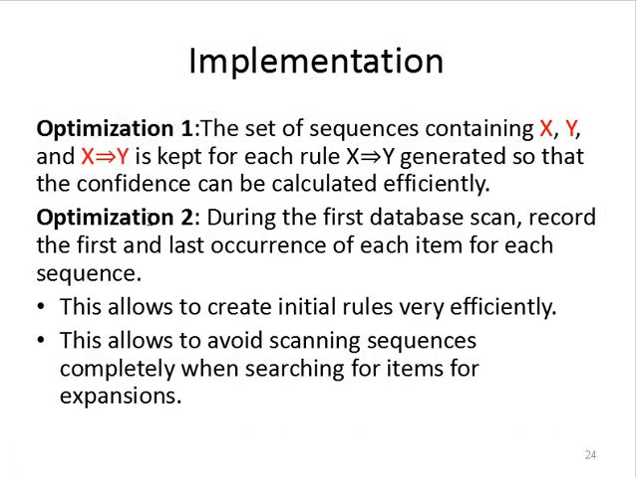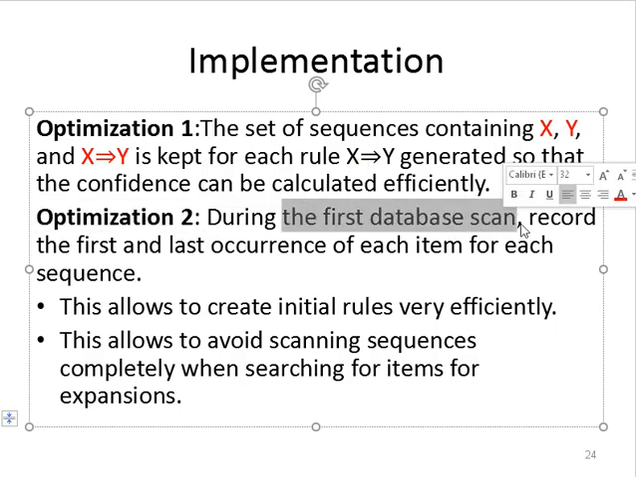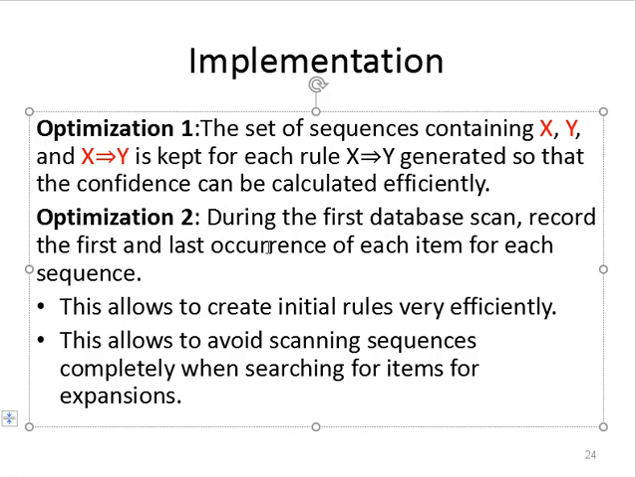And another optimization, a little bit more complicated. When we scan the database for the first time, we record the first and the last occurrence of each item in each sequence. As I said, when we add an item to the left or right of a rule, we need to know the first occurrence of the item or the item set, or the last occurrence. So we will keep this in memory for all the items. And with this, we can create the rules with 2 items very quickly. And when we make the larger rules, we also update the first and last occurrences to generate the rules more quickly.